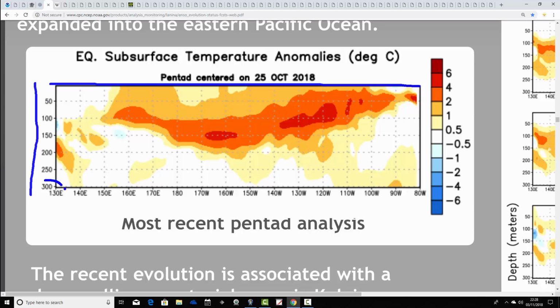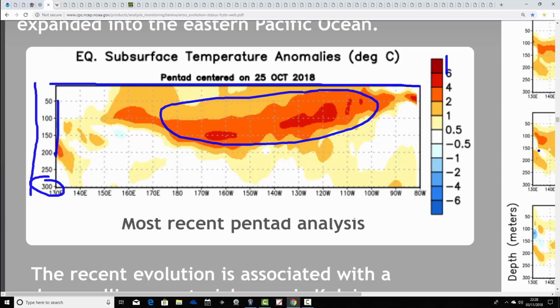Depths going down to around 300 meters just here. And these colours are temperature anomalies underneath the surface of the equatorial Pacific Ocean. You see this large mass of red and orange at depth between around 50 and 200 meters. We have a big mass of warmer than average subsurface temperature anomalies, at its strongest around 6 degrees above average.